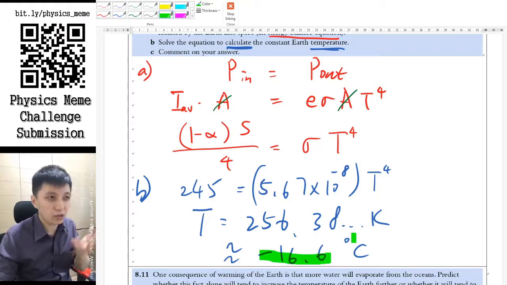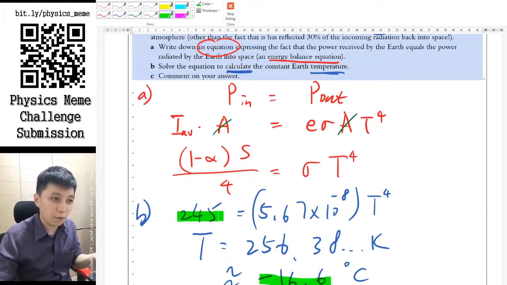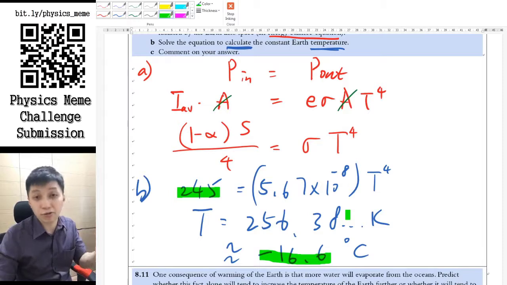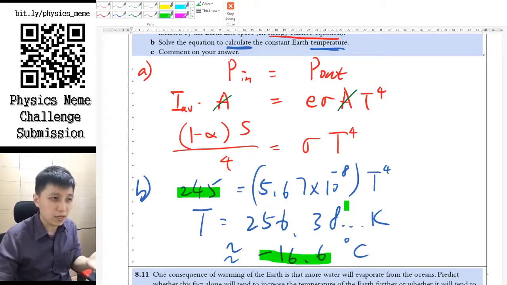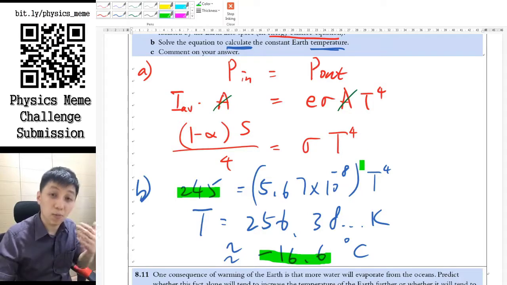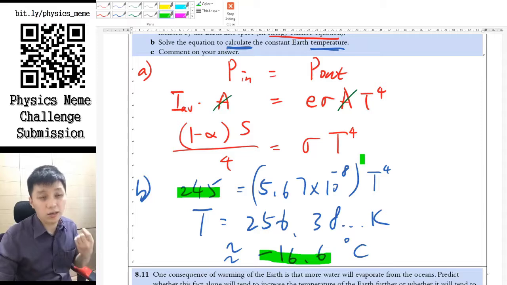So 16.6 should be a good guess, and 245 is like a measurement you take. So what's wrong then? The problem is, if you find out your result is contradictory to your reality, probably it is either, other than human mistake of course, that your model has some issue. Maybe your assumption is not really correct, or has a big discrepancy from the reality.